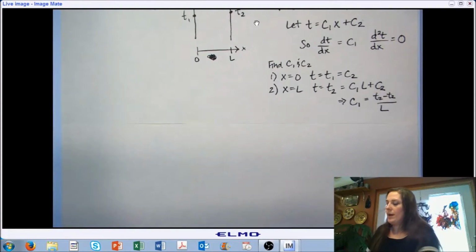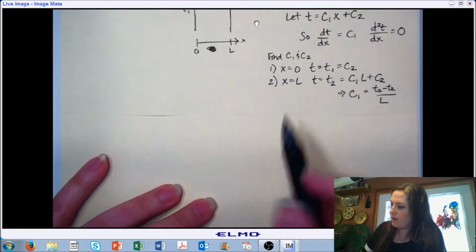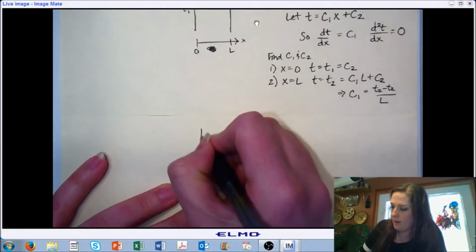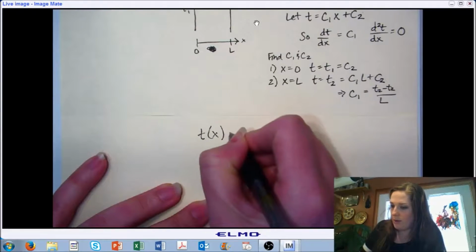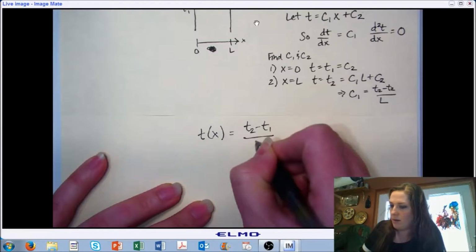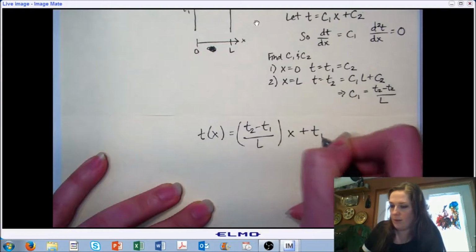All right, and then if we put those back into our equation above, then we get our temperature profile is equal to T2 minus T1 over L times x plus T1.